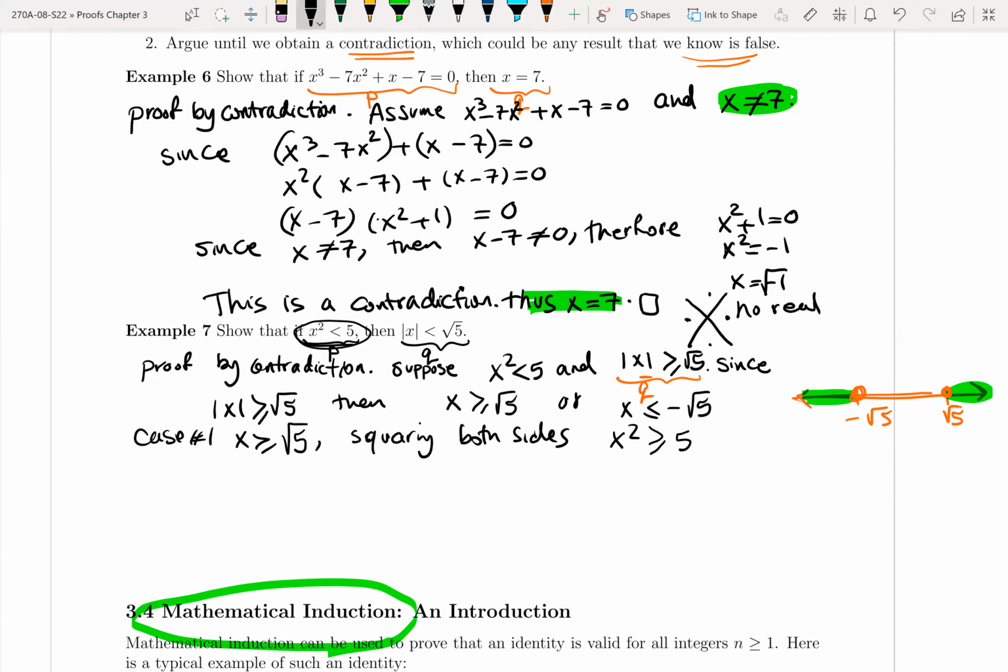Which is a contradiction, right? Contradiction to what? This is a contradiction to the assumption, right? So what was your P statement or hypothesis? It was x is less than 5, but by this way, you got a contradiction.